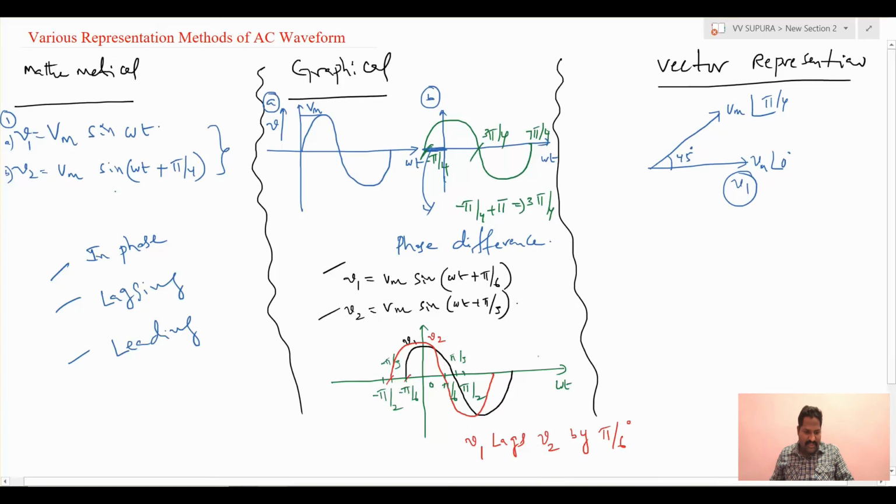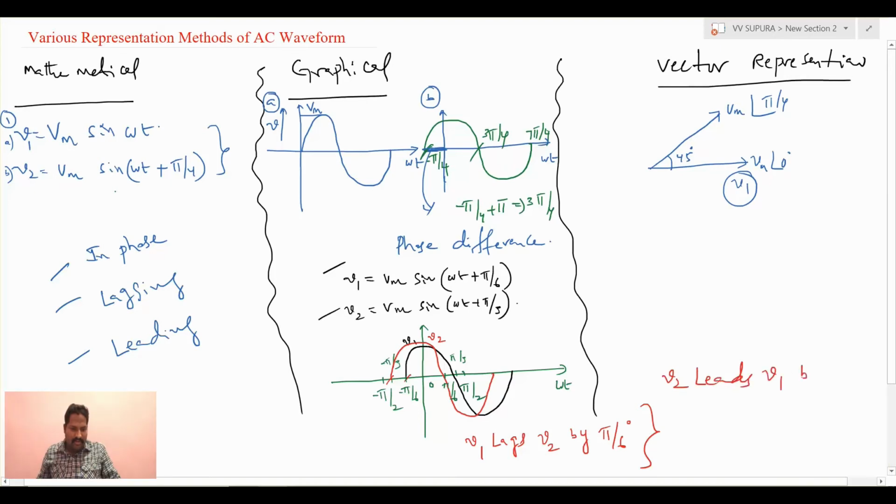So it can also be represented as V1 lags V2, or V2 leads V1 by pi by 6, or 30 degrees. In either way we can represent, in a leading manner or in a lagging manner. When you are observing these two points, leading and lagging, be clear and specific here. If you see the graphical manner, we can easily say which one is leading and which one is lagging.